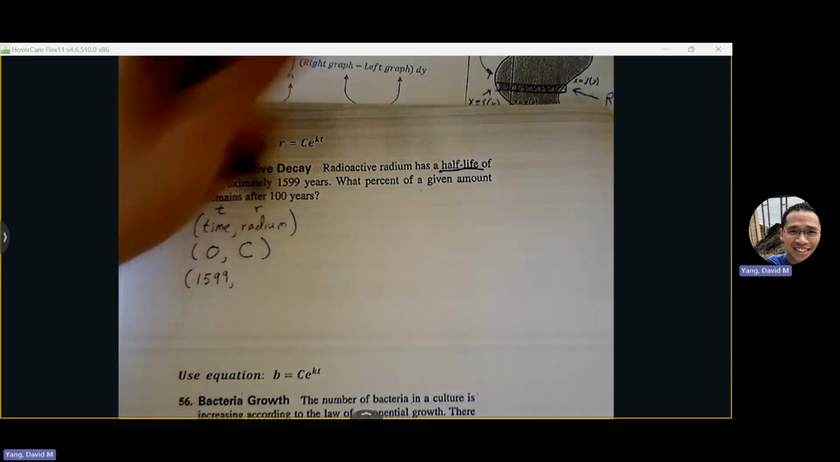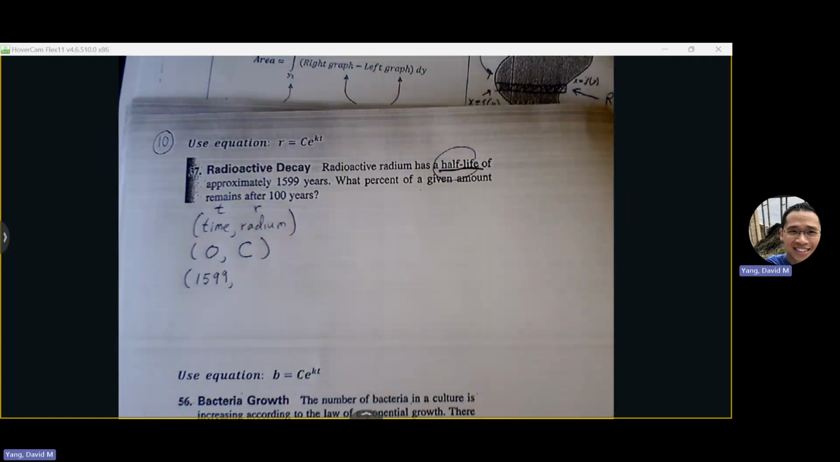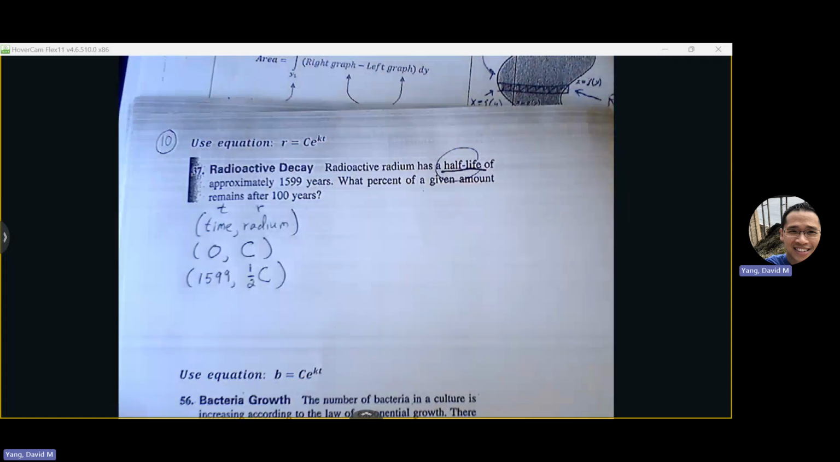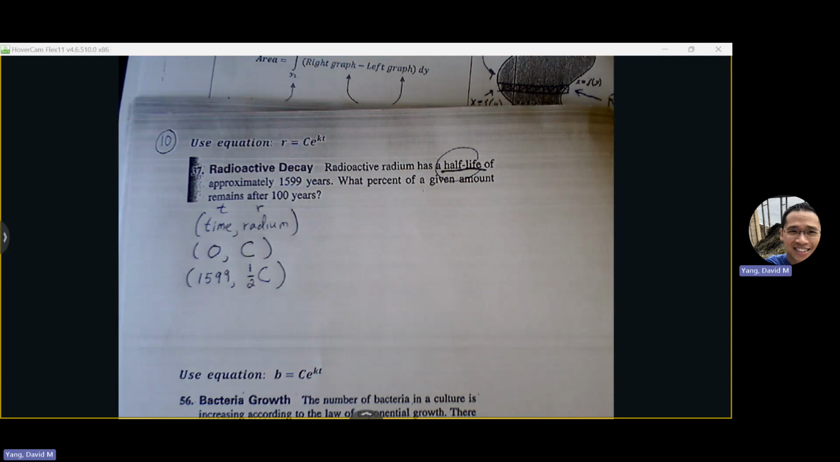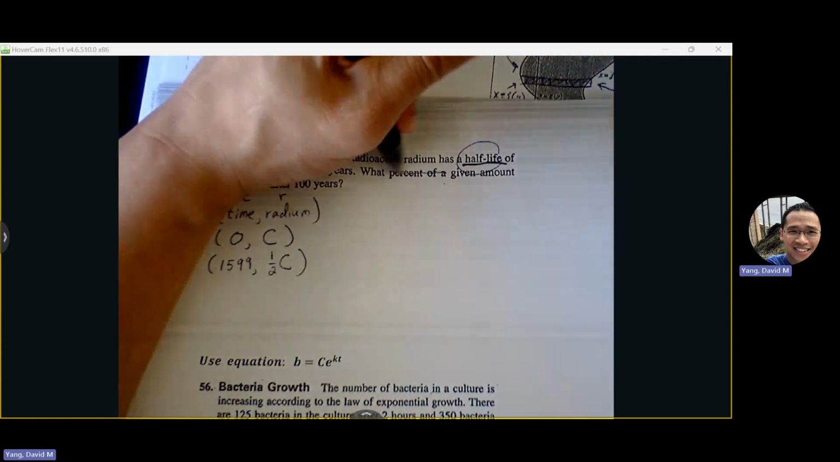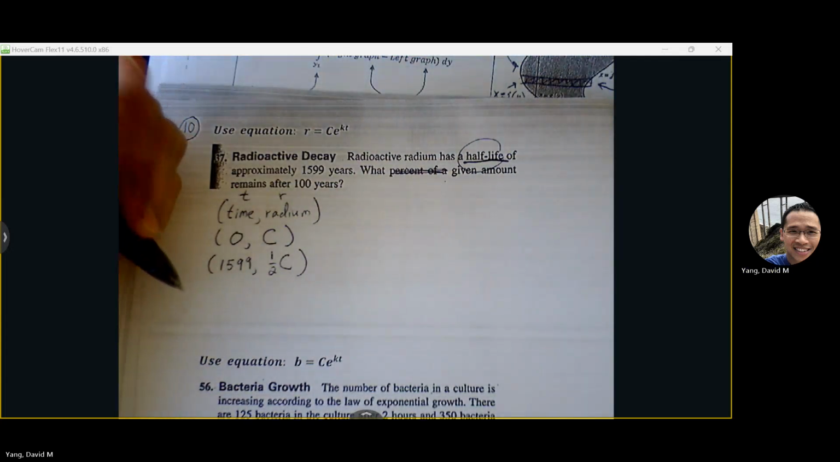What does half-life mean? This is going to decrease down to what? Yeah, 1/2. Whatever my starting amount is, it's going to decrease by half. So 1/2 C or C over 2. I'm going to do 1/2 C, but C over 2 is fine. It says what percent of the given amount. Let's just look for the given amount after 100 years.